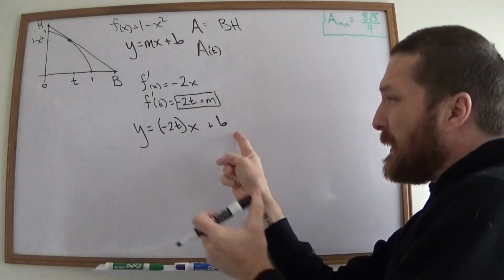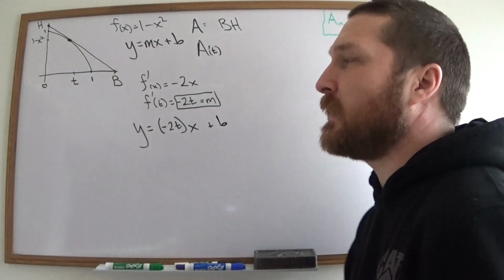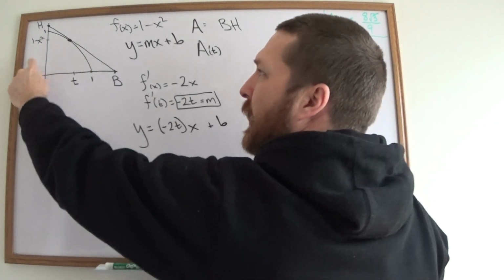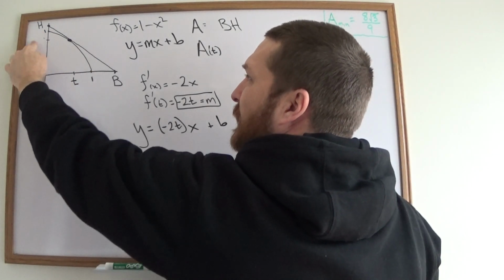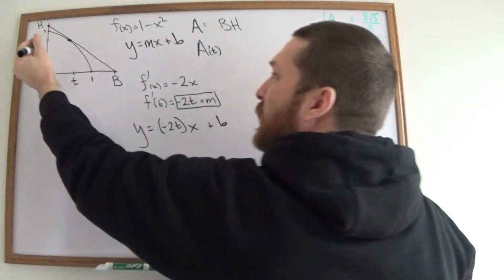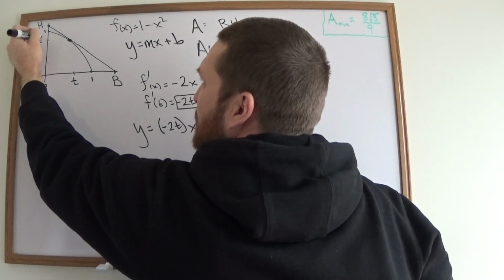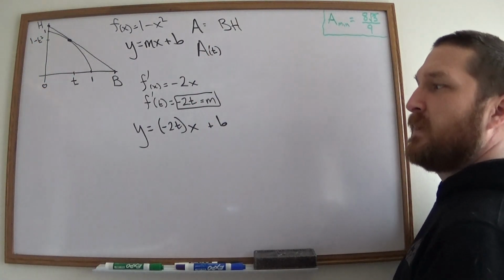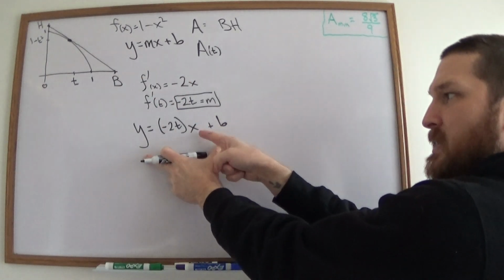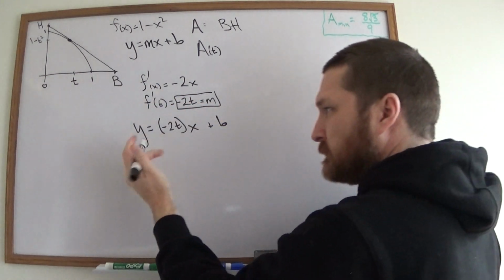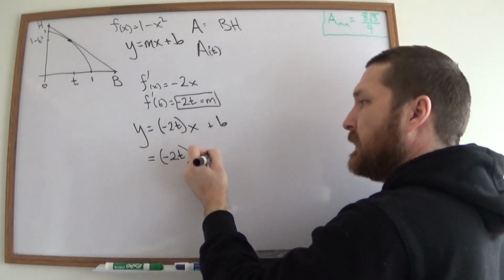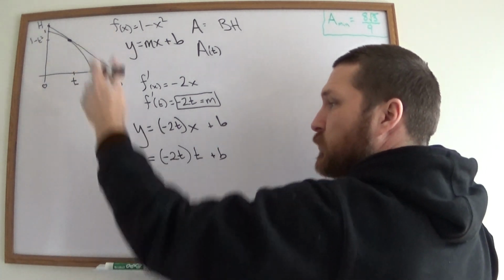But in order to find b here, we need a point that we know is on the line. And we know that when we plug in a t, we get out, oh, that's going to make our lives a lot better. It's not 1 minus x squared that pops out. When we plug in t, we get 1 minus t squared. So here's this line, and it says when I plug in a t, so I have negative 2t, the thing that pops out is 1 minus t squared.